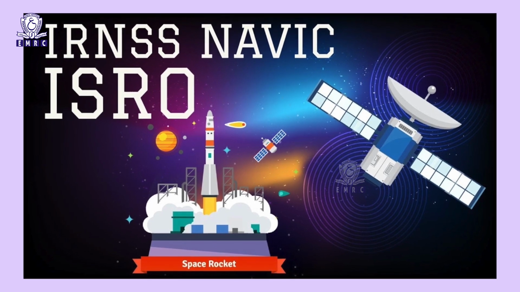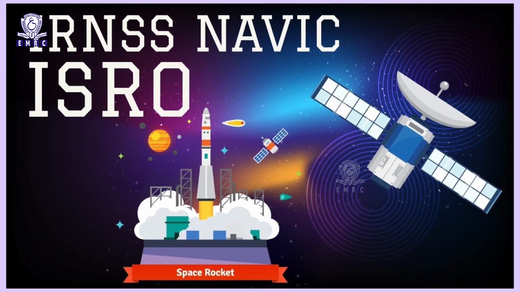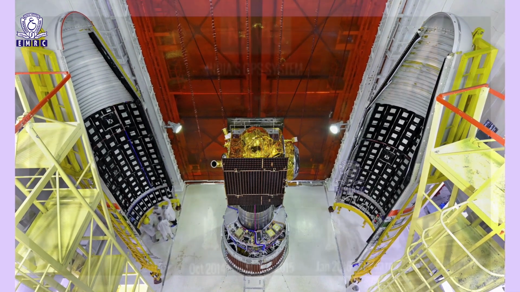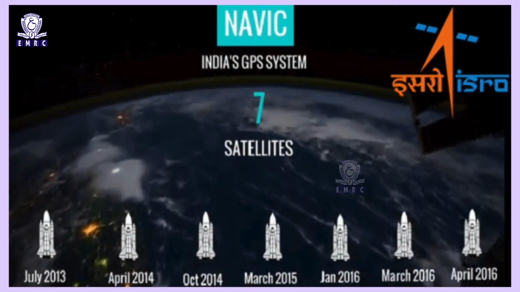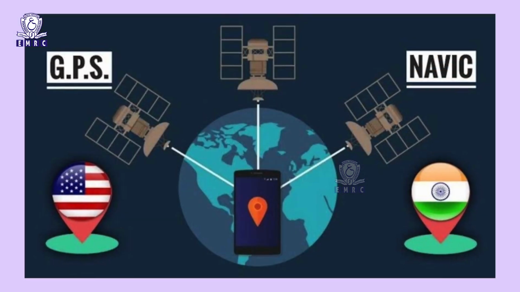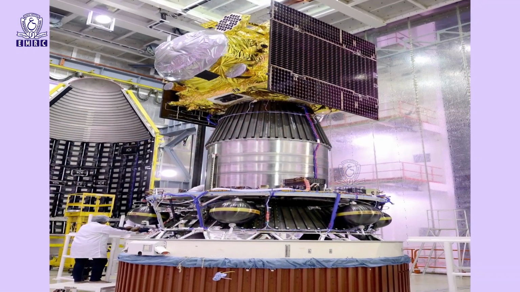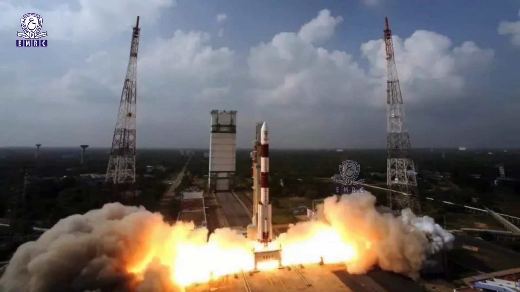Regional Navigation Satellite System, NAVIC, India. The Indian Regional Navigation Satellite System, IRNSS, which was later given the operational name of NAVIC or Navigation with Indian Constellation, is the regional satellite navigation system of India, launched and operated by the Indian Space Research Organisation, ISRO. IRNSS covers India and nearby regions extending up to 1500 km.